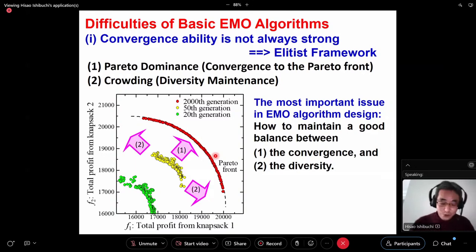Now, I'd like to explain some modifications of this very simple mechanism. One is the elitist framework.